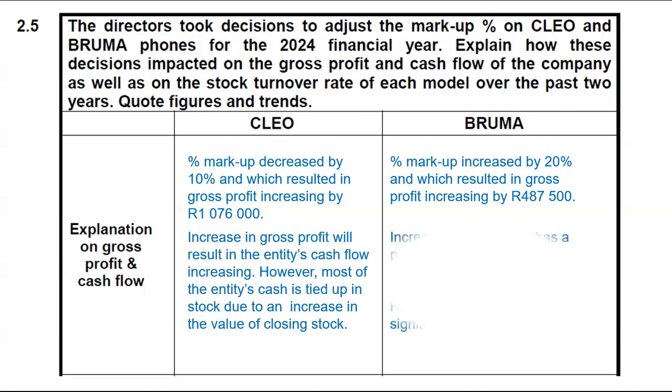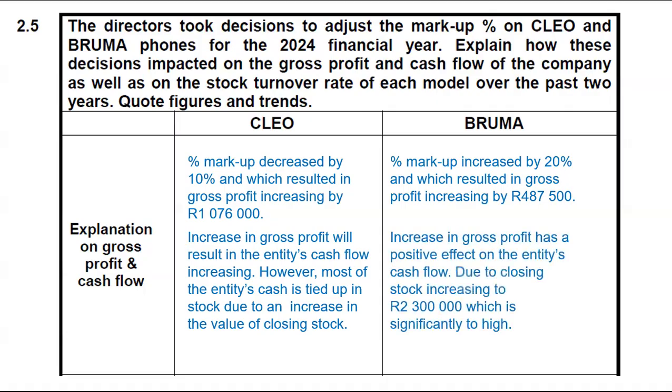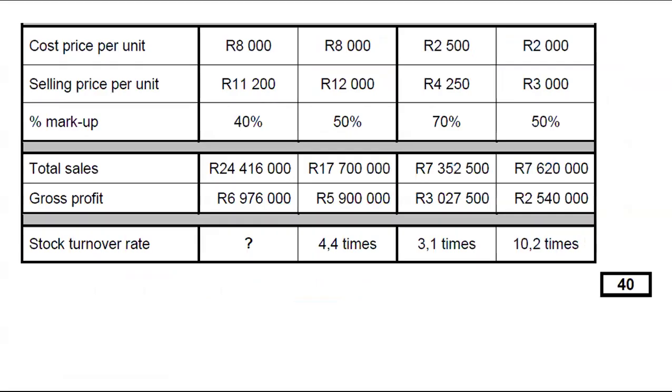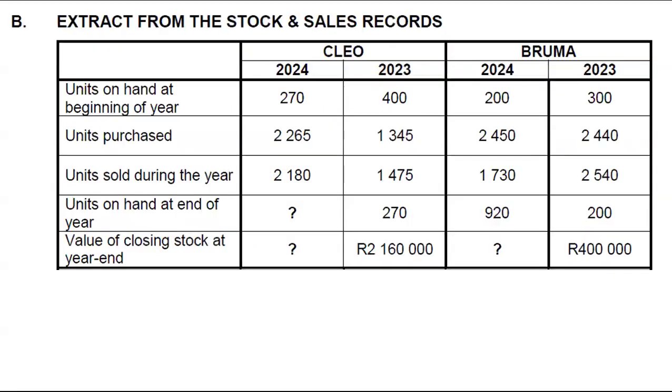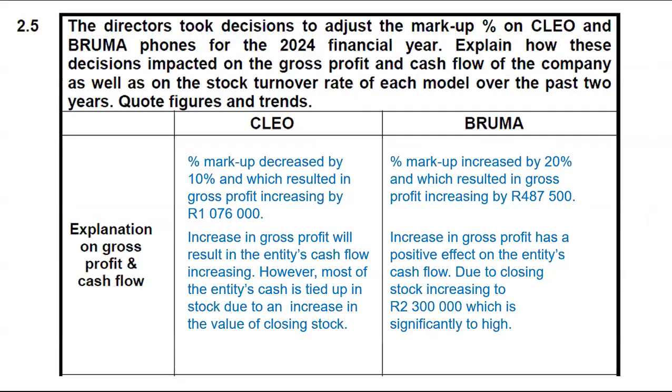But note that the increase in gross profit has a positive effect on the entity's cash flow due to closing stock increasing to 2,300,000. And I think it was to that value, and it was coming from a very, very low value. Let me look at it. The value of my closing stock was 400,000. Imagine your closing stock last year was 400,000. This year is 2.4 million. Is it 2.4 million? It's 2.3 million, which is still high.